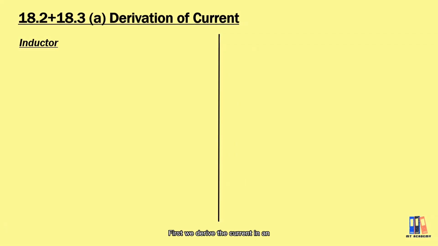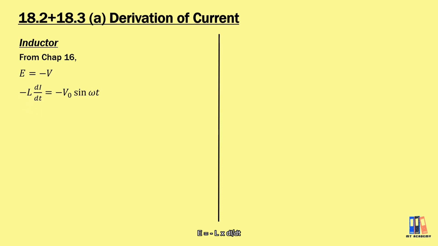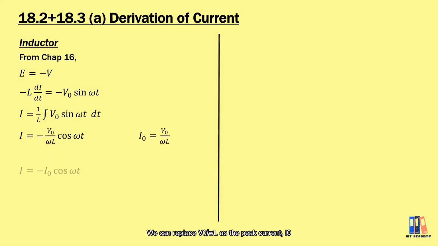First, we derive the current in an AC circuit with a pure inductor. We have learned about the induced EMF in the inductor when there is change in current flow. In chapter 16, we have learned that the back EMF is equal to the negative of the EMF source, where the induced EMF is given as negative L di/dt. We are given the voltage equal to V0 sine omega t, and then we can perform the integration of the voltage with respect to time. In the end, we can obtain the current is equal to negative V0 over omega L multiplied by cos omega t. So we can replace V0 over omega L as the peak current, I0, and we can obtain I is equal to negative I0 cos omega t.